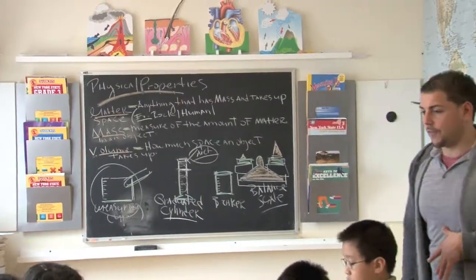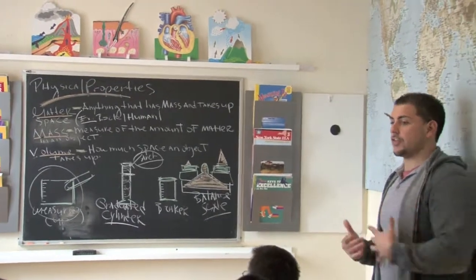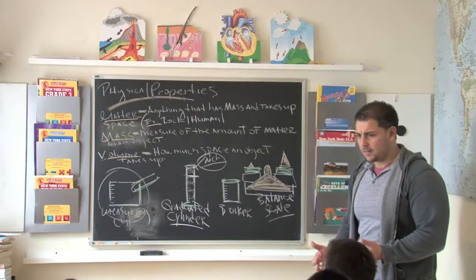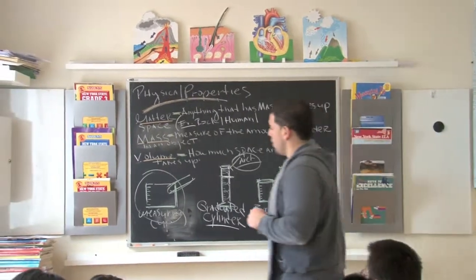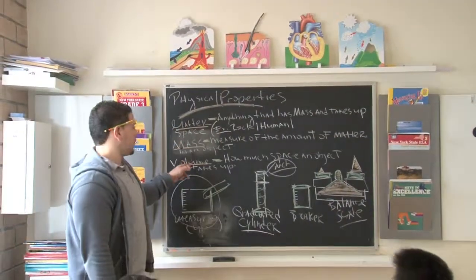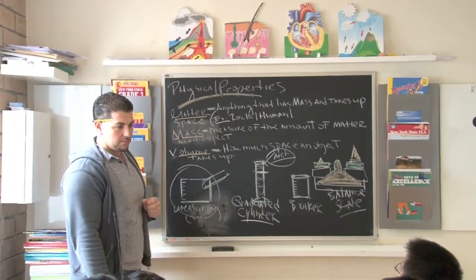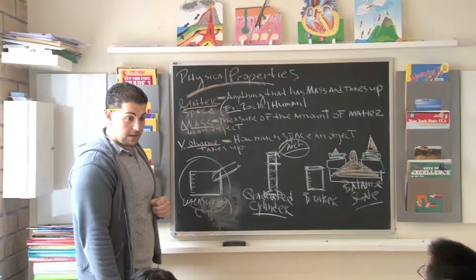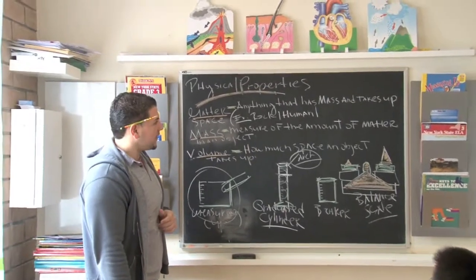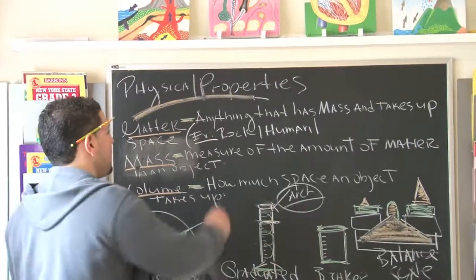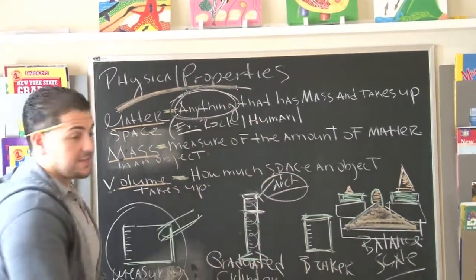Anybody got any questions so far just about the vocabulary before we really start talking about what this all means? Anybody confused about anything? Okay, so now, you learned that here's matter, here's mass, here's volume. What's the key word in this definition? What's the word that stands out? He said anything, right? Yeah, so matter is anything. Okay, that's the key word.